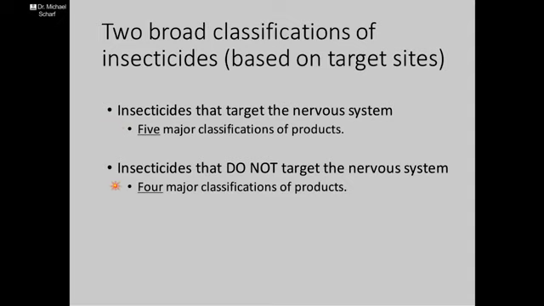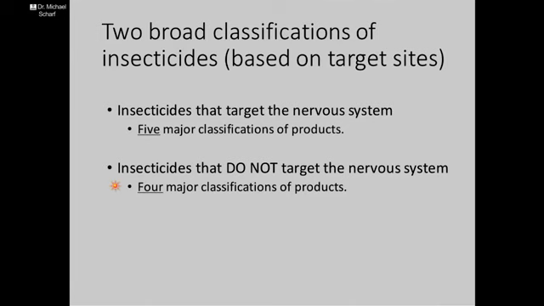And for insecticides that do not target the nervous system, like insect growth regulators or respiratory inhibitors, these kinds of things, we have four major classifications that I'm going to run through. So that's just a broad overview.